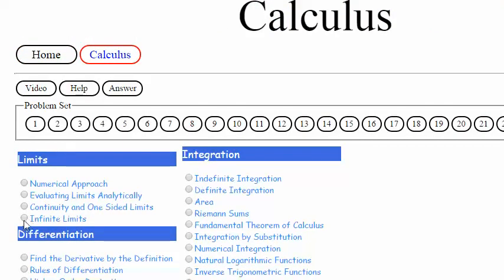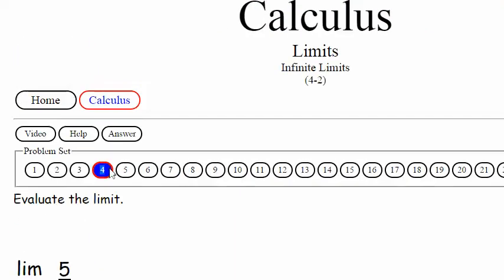In calculus, go to infinite limits. 4-3, I believe there's a 4-3. Maybe there's not a 4-3. Okay, there's no 4-3. Alright, let's do 5-1 then. How's that?